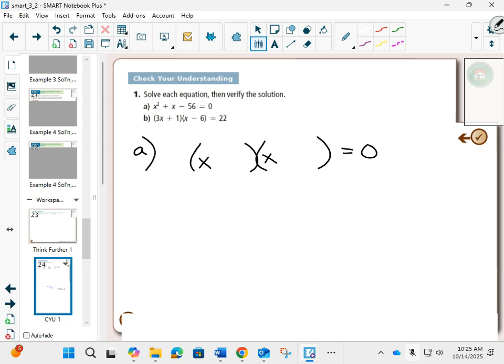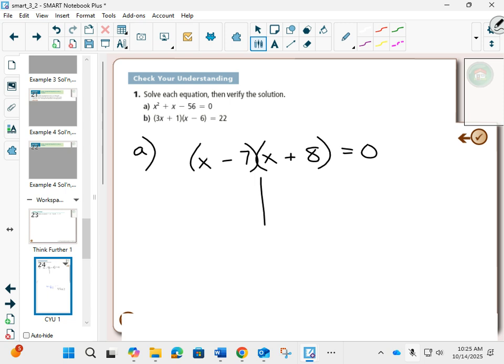7 and 8. And we need a plus 1. Does it make sense that your outside would have to be plus 8 and your inside a minus 7? And double check, is minus 7 times 8 still minus 56? Yes. Every time you factor, you should multiply it out quickly and double check again.